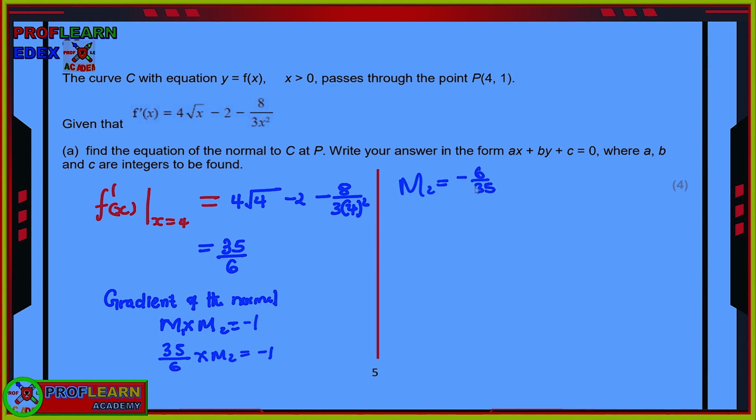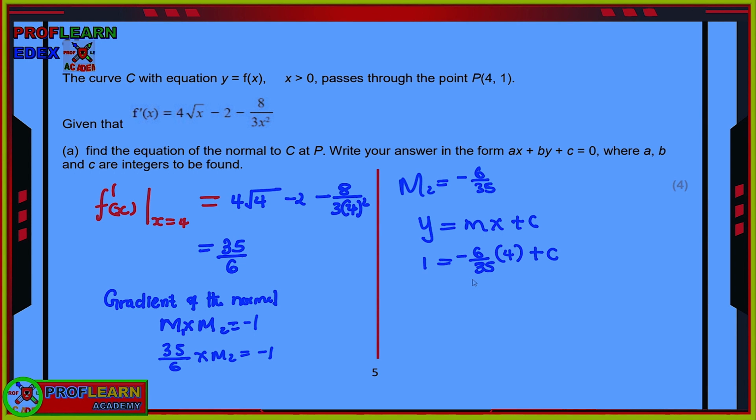-6/35. Now, since we are talking about a normal that is passing through this point (4, 1), we can use that point and the equation of the form y equals mx plus c, which is the equation of a straight line. Then we are going to substitute into this equation. Where we have y, we write 1. Where we have x, we write 4. And where we have m, it will be -6/35. So we are going to find the value of c of this equation.